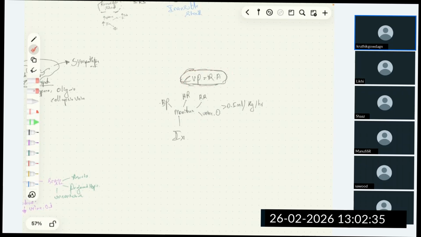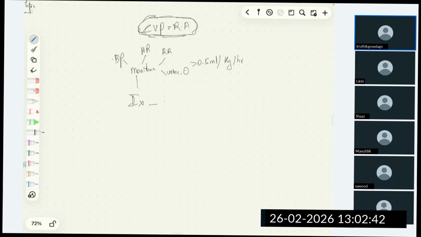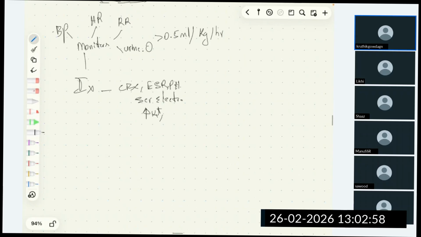And also the usual investigations we'll do: complete blood count, ESR, pH assessment, serum electrolytes. Serum electrolytes, I already mentioned what happens. There is hyperkalemia. This is very dangerous because it can lead on to arrhythmia. There are reduced calcium levels and reduced sodium levels, hyponatremia and hypocalcemia. These are also equally dangerous.